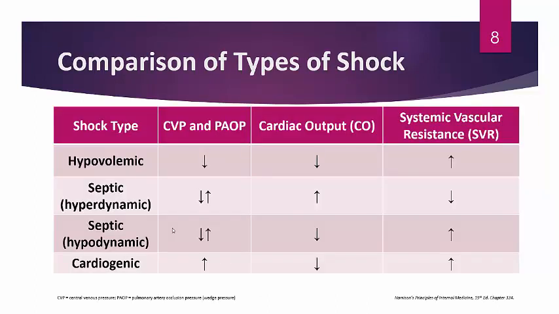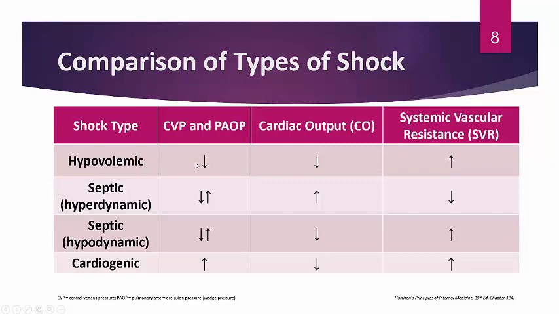Now, whenever you compare the different types of shock, each of them has their own cardiac parameters as well as hemodynamic parameters that are characteristic to just them. So whenever we talked about hypovolemic shock, we talked a little about CVP and pulmonary arterial occlusion pressure, and how CVP is essentially the pressure returning back to the heart from the venous circulation. And this is decreased because of the lack of volume associated with hypovolemic shock.